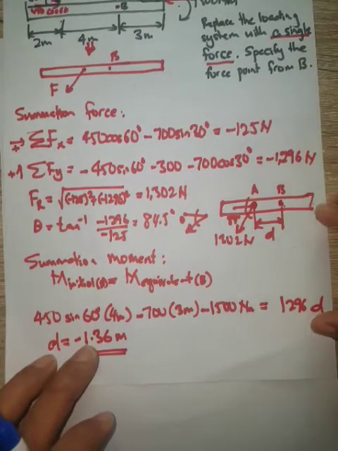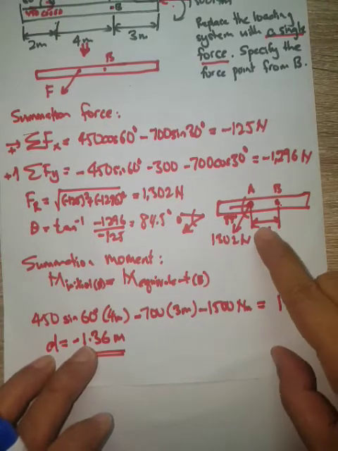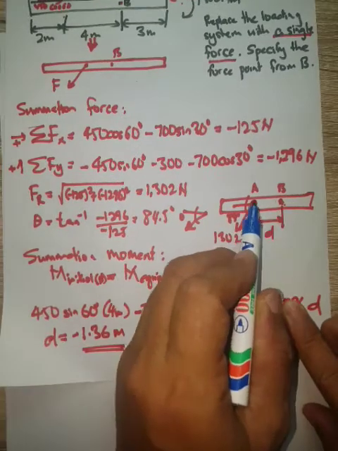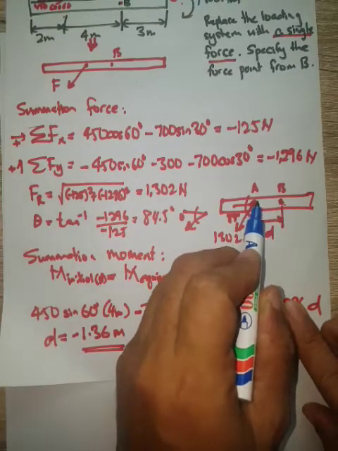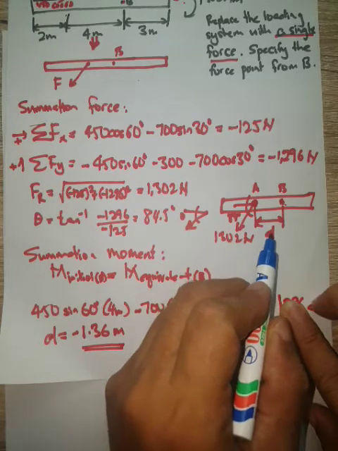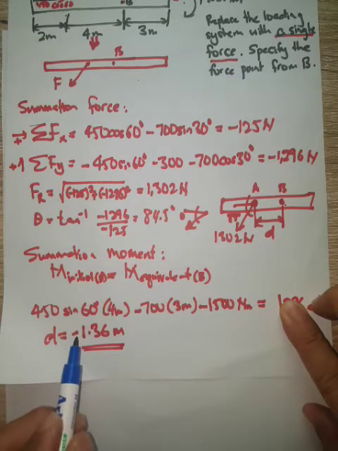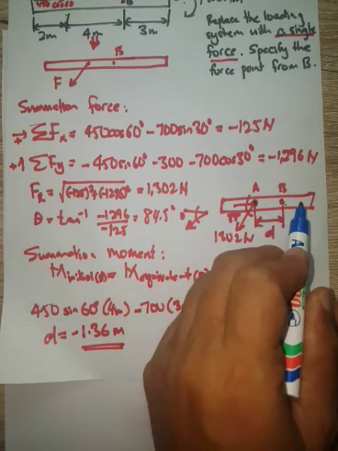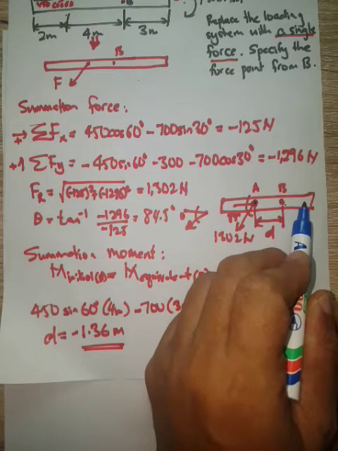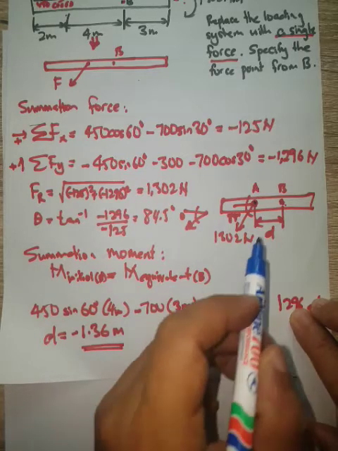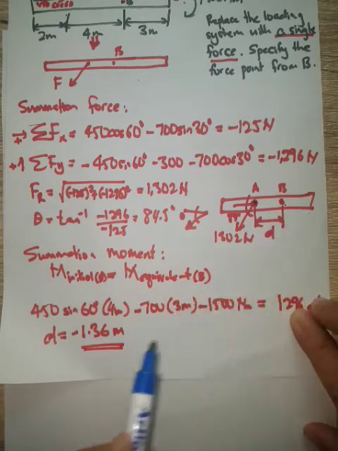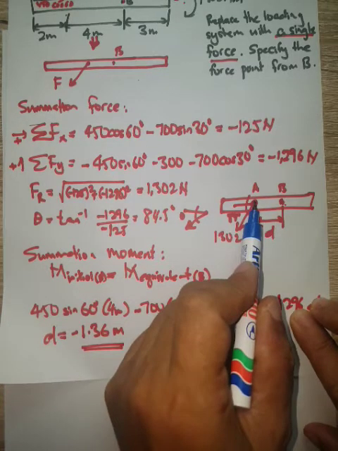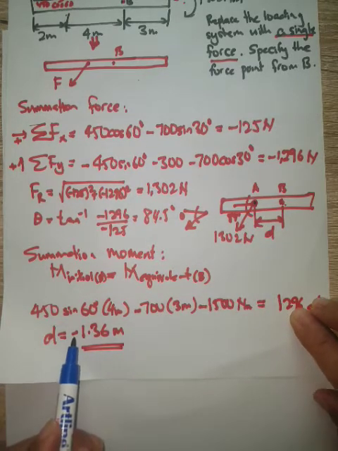Since we plot here, D is on the left of point B. So D is negative 1.36. The negative means that point A is on the right of point B. That means if you put A on the right, we get the result here as positive. Since we put F on the left, we got negative here.